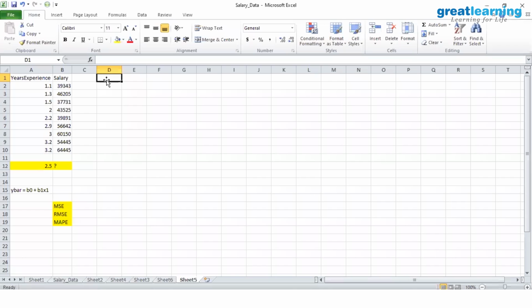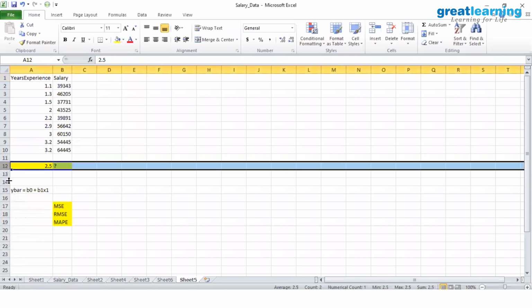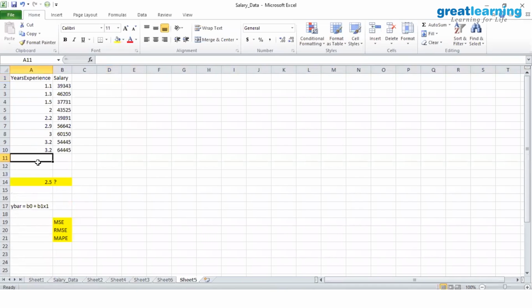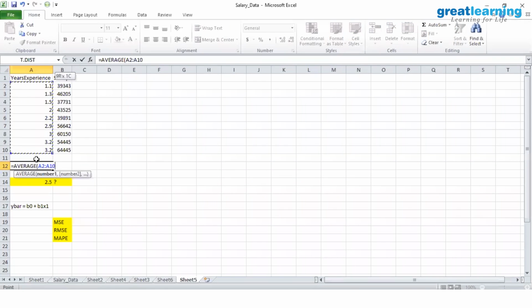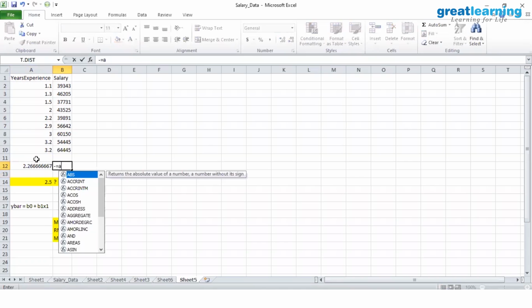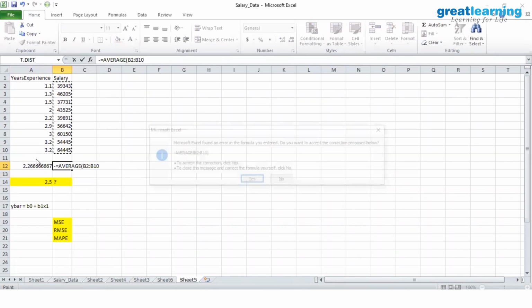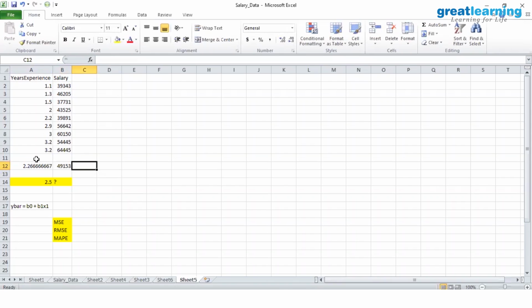I told you last time, when we come to predictive analytics, I'll explain what MSE, RMSE, and MAPE are. Only if I solve it using the formula will you have a better understanding of what MSE, mean squared error, is. So let me add a couple of cells here. I'm taking an average value of my X variable and an average of the Y variable.